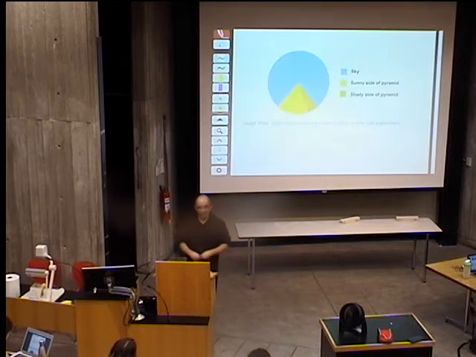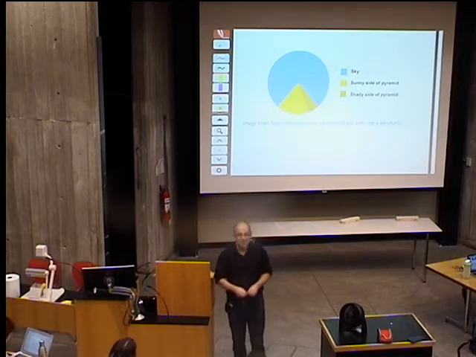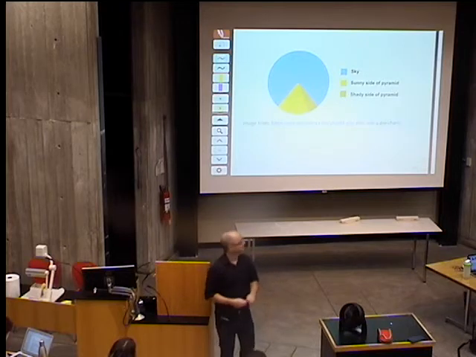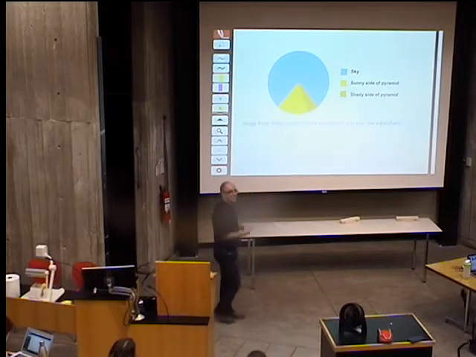So this is a good pie chart. Why? Because it's not a pie chart. It's a picture. That's the sky, and that's the sunny side of the pyramid, and that's the shady side of the pyramid.